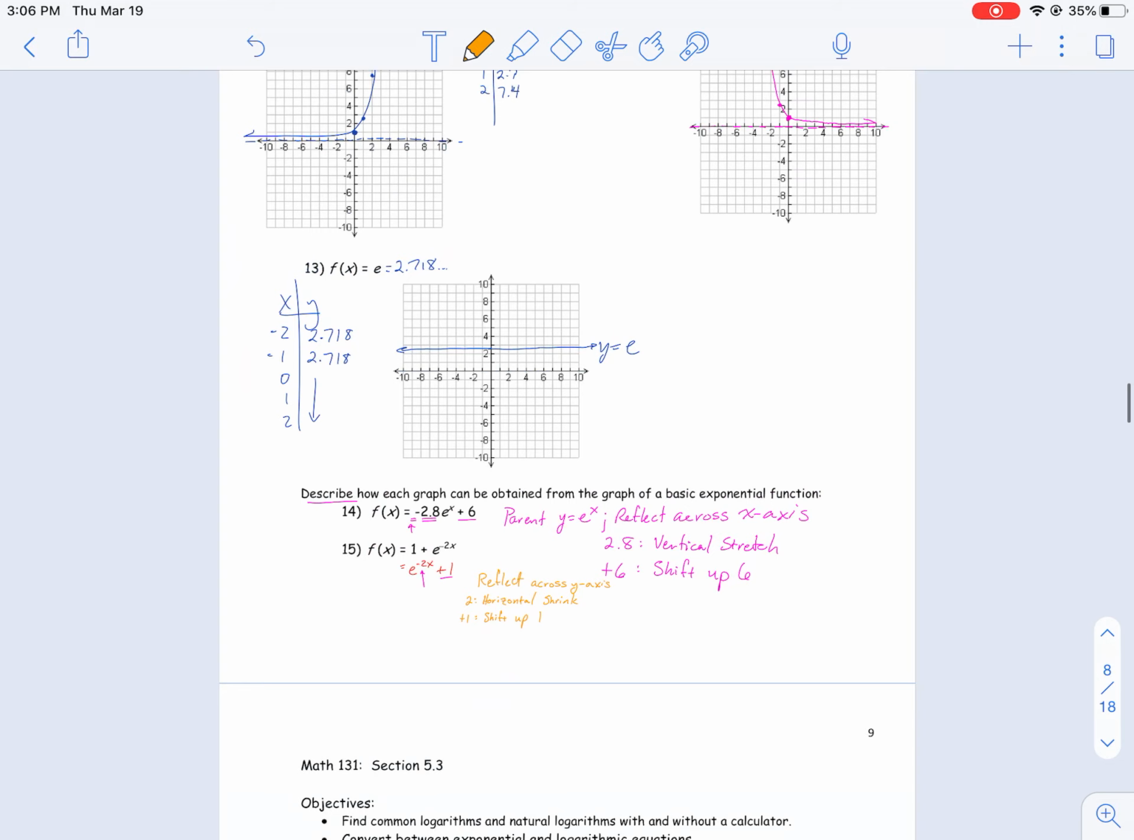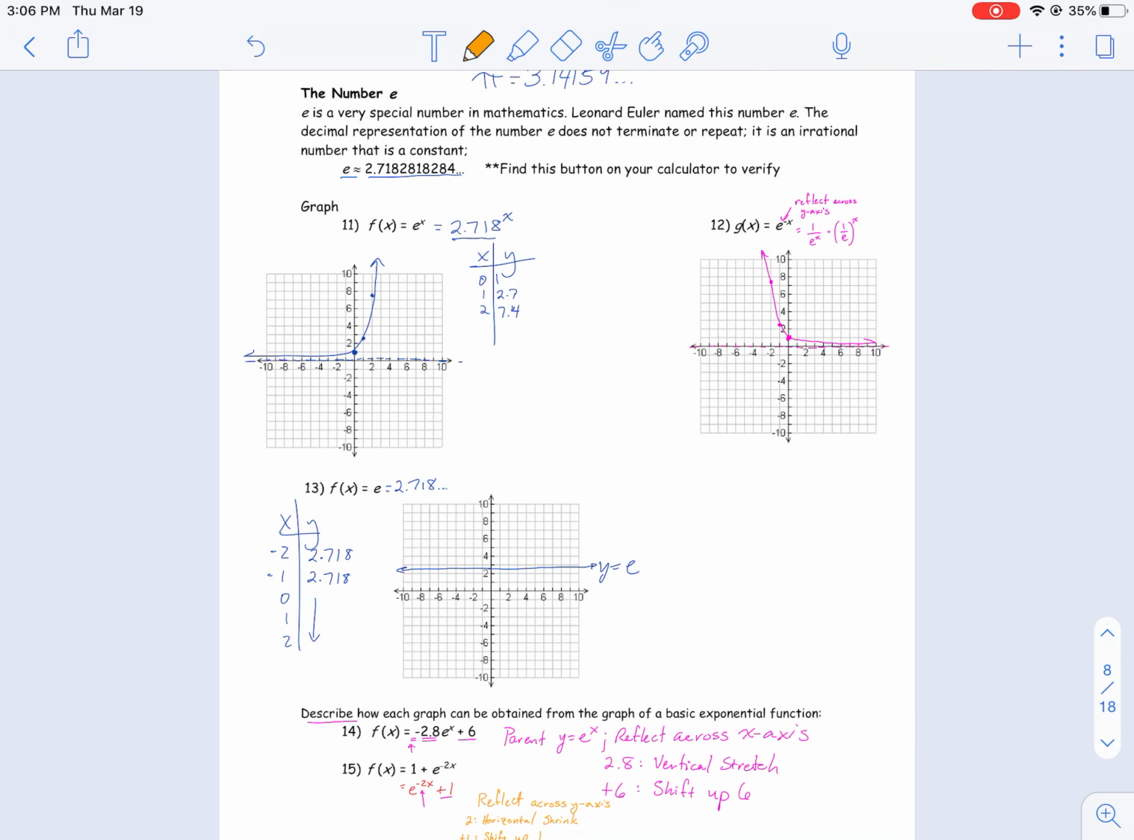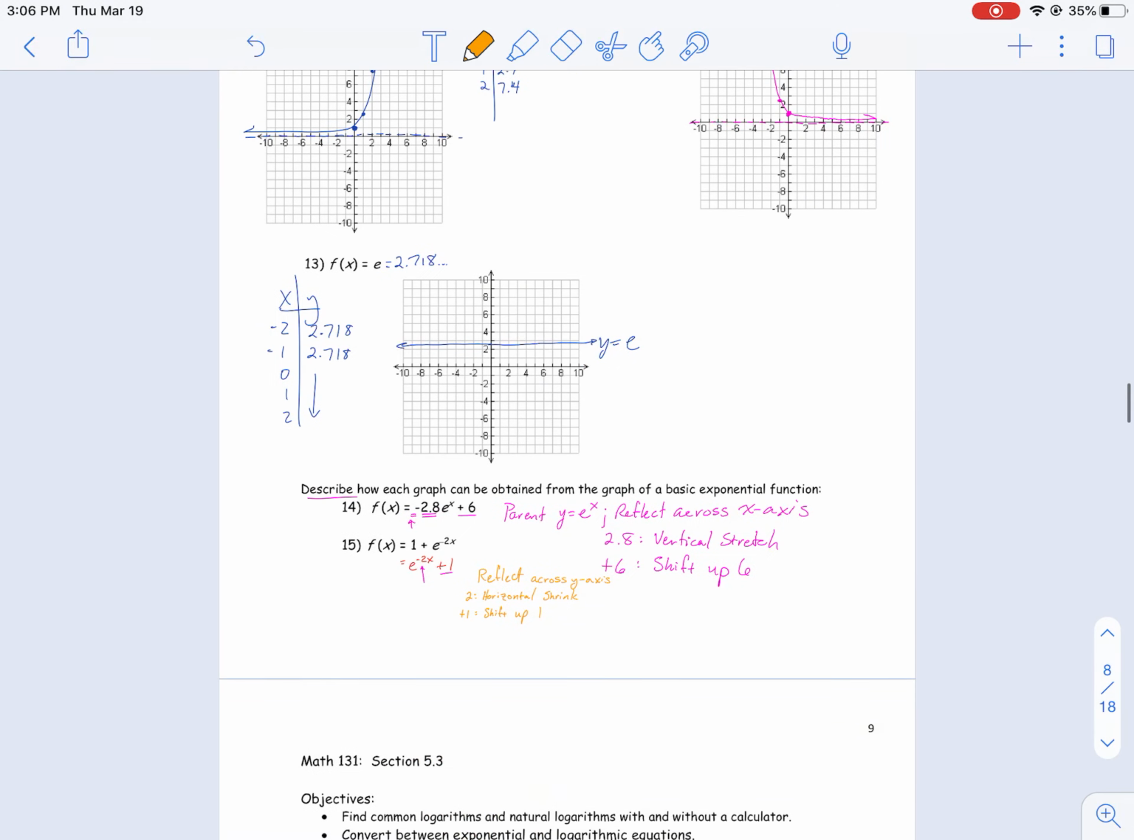And so really, don't be afraid of this e. It's similar to our other exponential functions. It's just using a letter to take the place of the number. And so anytime you see it, it's really just an exponential function acting like the other exponential functions we've seen.